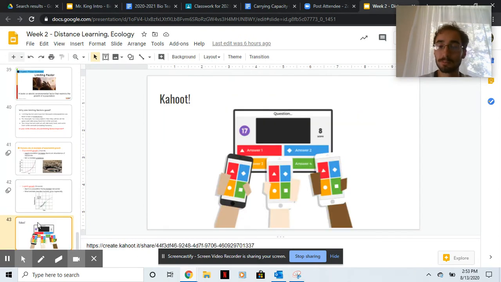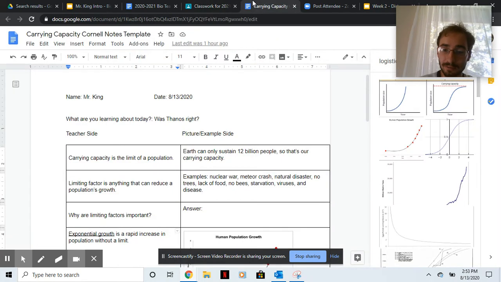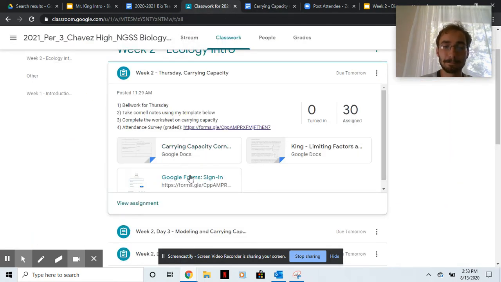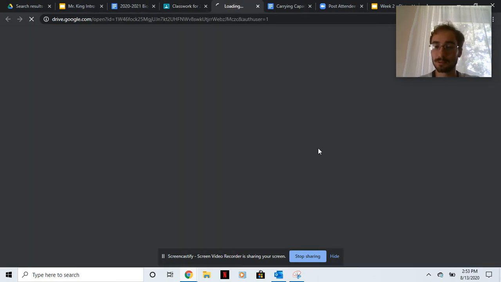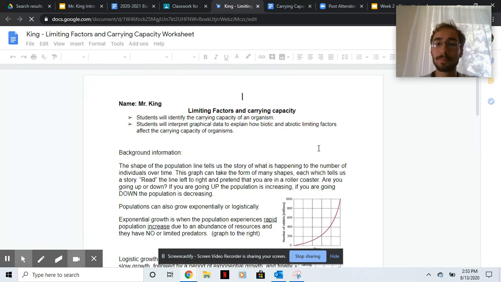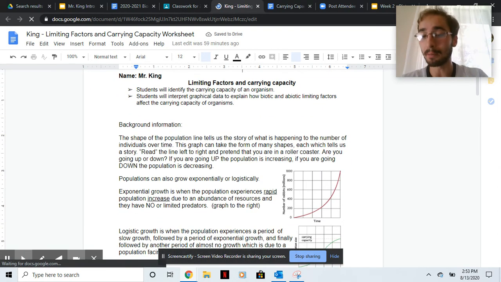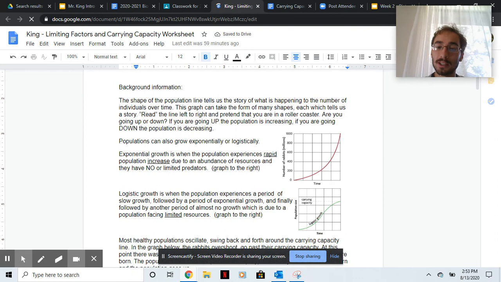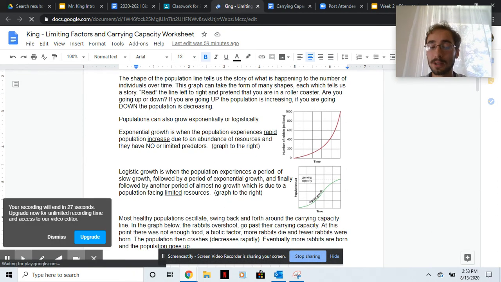Then we did a Kahoot, quizzing you on carrying capacity, limiting factors, and how to find carrying capacity. Okay, when you're ready, that was all from the notes. Go to the Keen Limiting Factors worksheet. This is what I want you to do. I want you to read through the worksheet. It'll explain the difference between exponential and logistic growth.